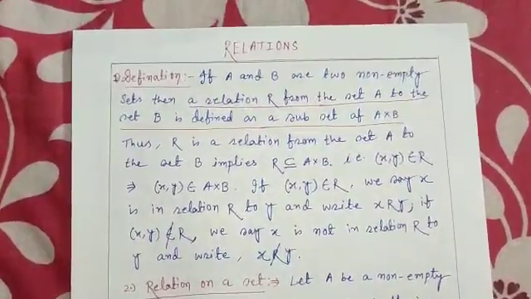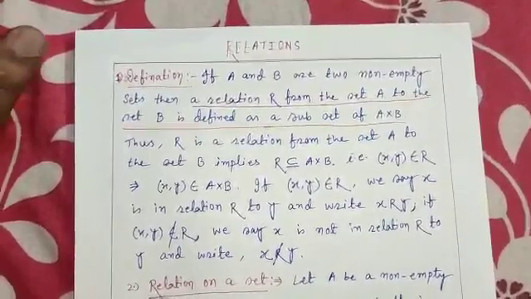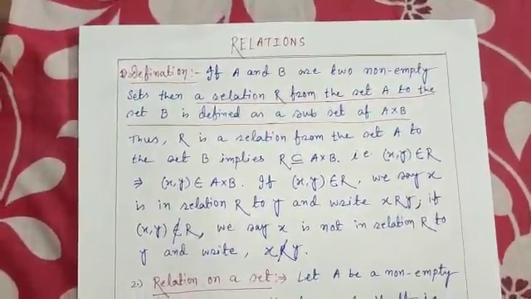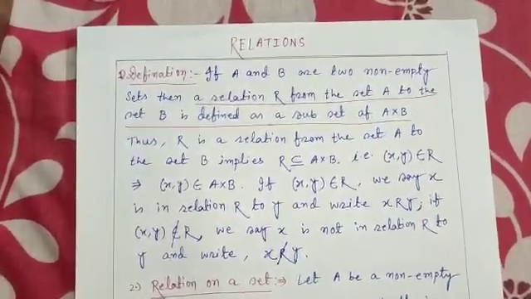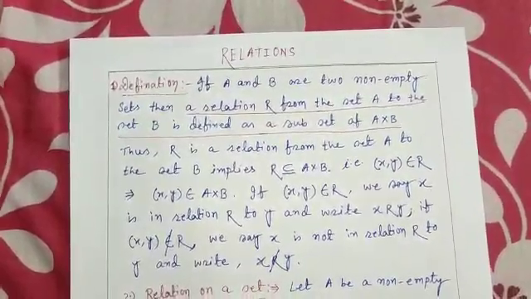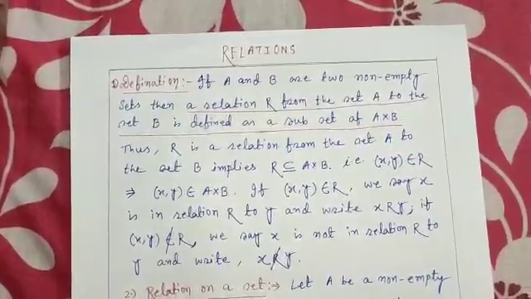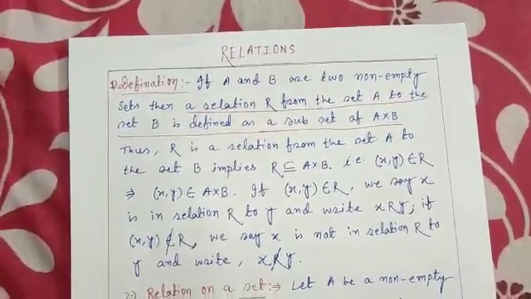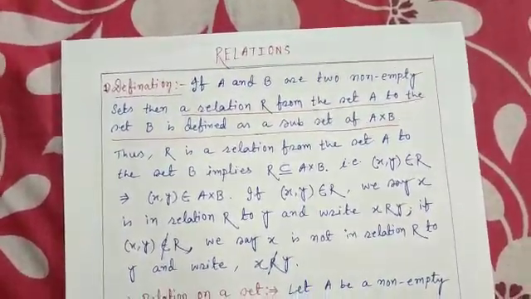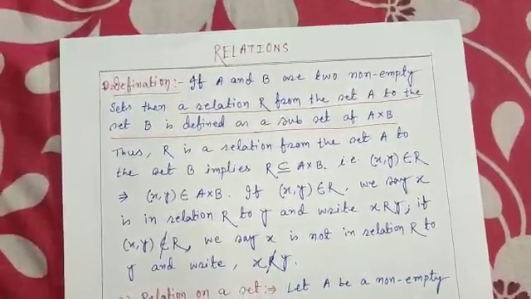From these 9 elements, we can take 3 elements, or 4 elements, or 5 elements, or all 9 elements at a time. These are all subsets of A cross B, including the null set, because the null set is a subset of every set. All these subsets will come into the relation. Now it will depend on how many elements will come in the relation, and on how I define the relation.